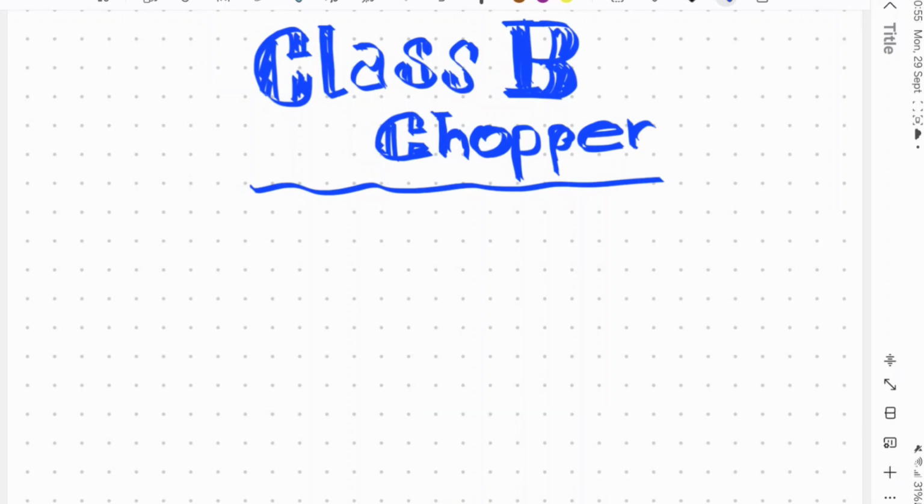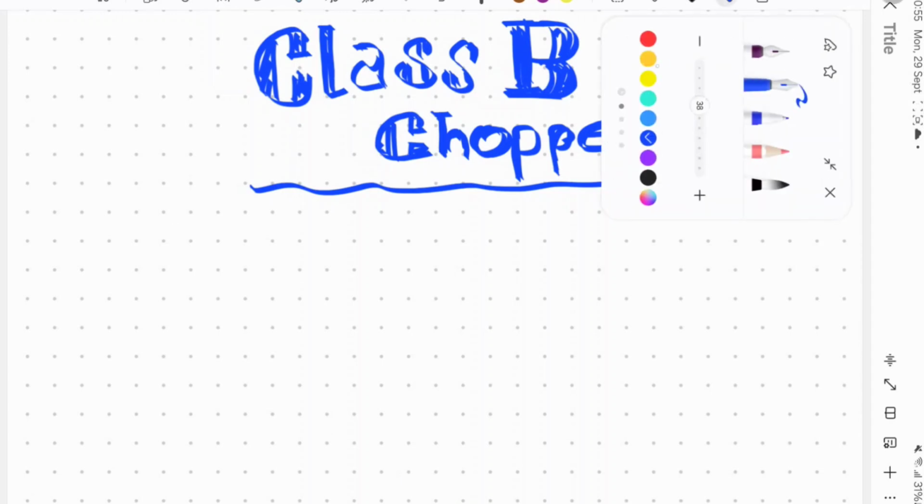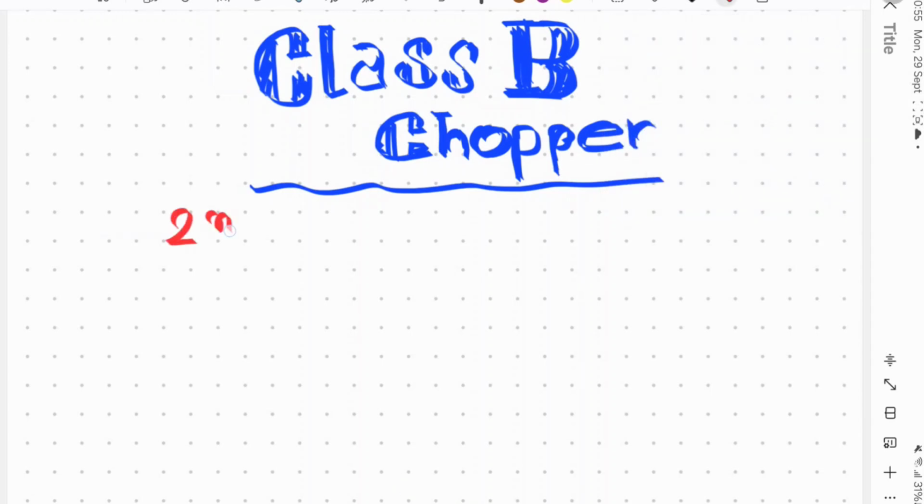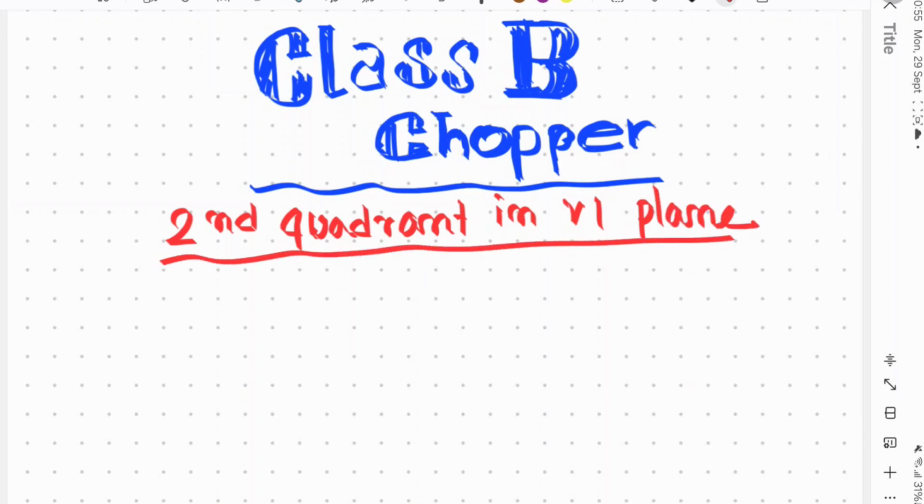So let's begin with class B chopper. Class B chopper is a step up chopper and its operation is in the second quadrant in the VI plane. The voltage is positive but current is negative, and power flows from load to source, so that is regenerative braking.